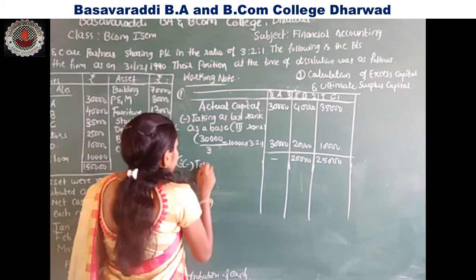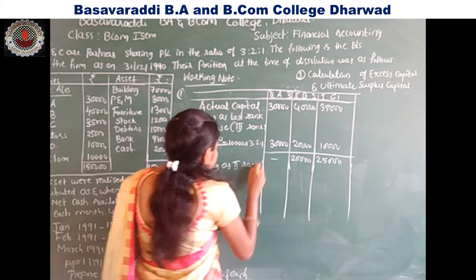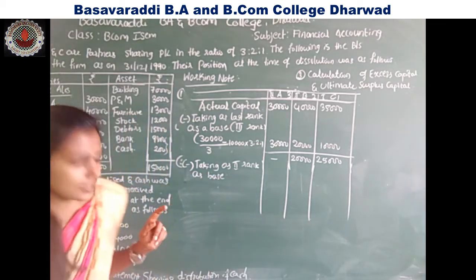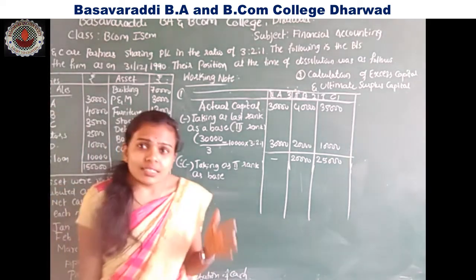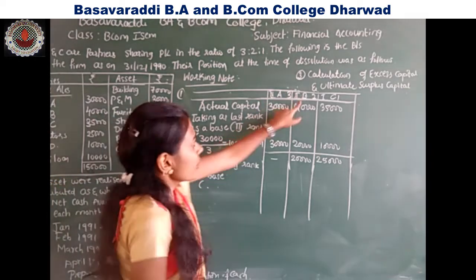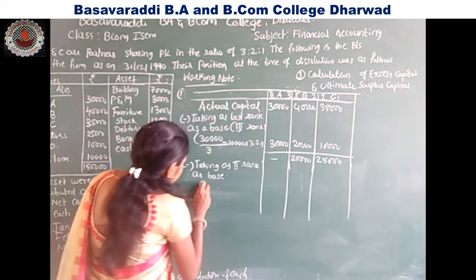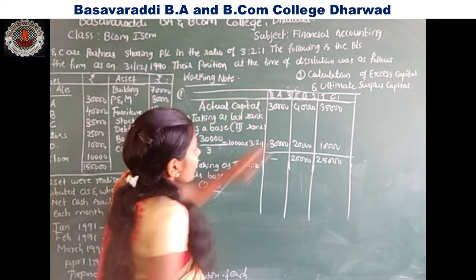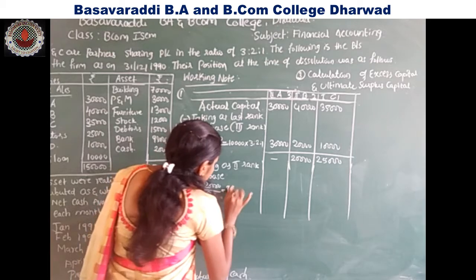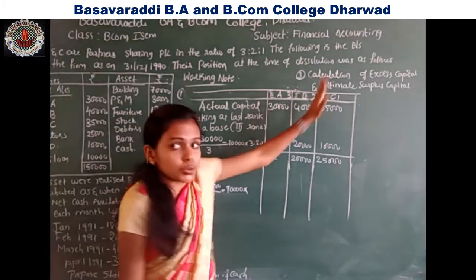Now let's take the second rank as a base. Taking the last but one rank as a base. Second rank, partner B, amount of rupees 20,000 divided by ratio 2 is equal to 10,000 rupees into 3 is to 2 is to 1 ratio.